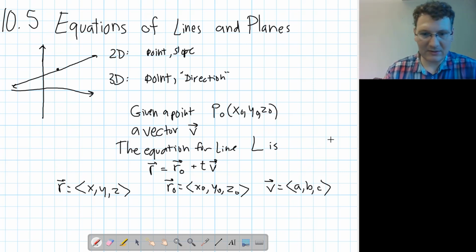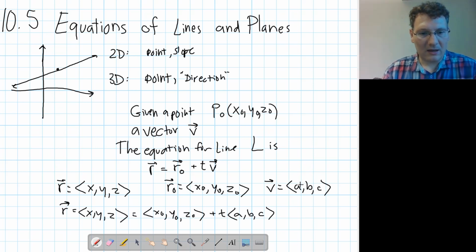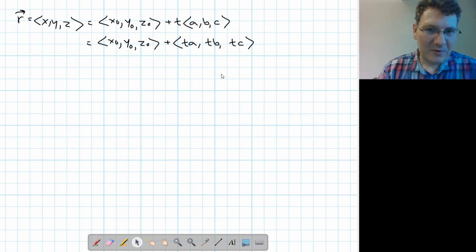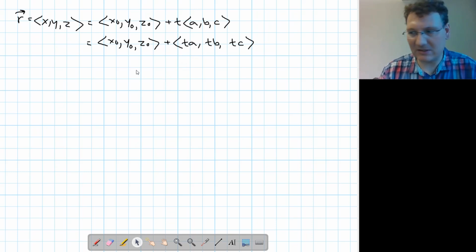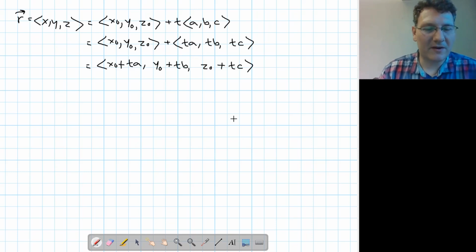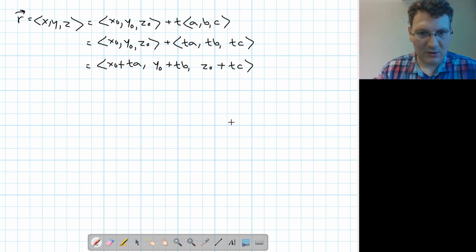So if we write this out using the notation, we can write x, y, z equals vector x0, y0, z0 plus t, scalar t, times vector a, b, c. If we distribute the scalar, we can write it like this, ta, tb, and tc being the three components. And then if we actually add the vectors all together, we have a vector x0 plus t times a, y0 plus t times b, and then z0 plus t times c. So that would be the components of this.